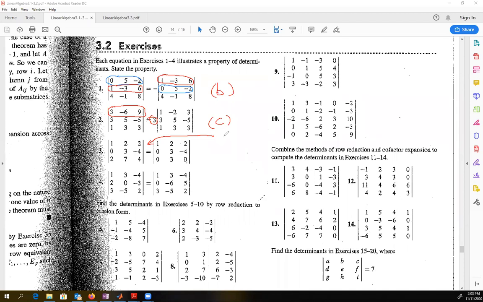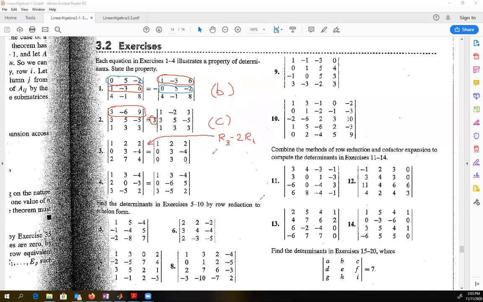So which one should I use here? You see, the first two rows are the same. How do I obtain the third row here and still have equality of these determinants? Look at the row 3. If I add to the row 3, actually if I subtract 2 times row 1, right? That gives me the new row 3. So I multiply the first row by 2 and subtract it from the third row.